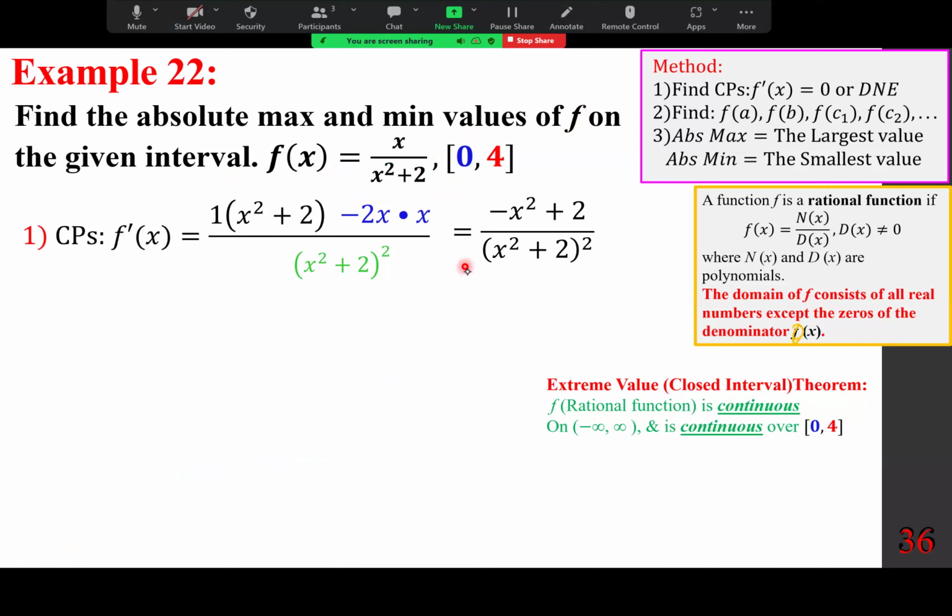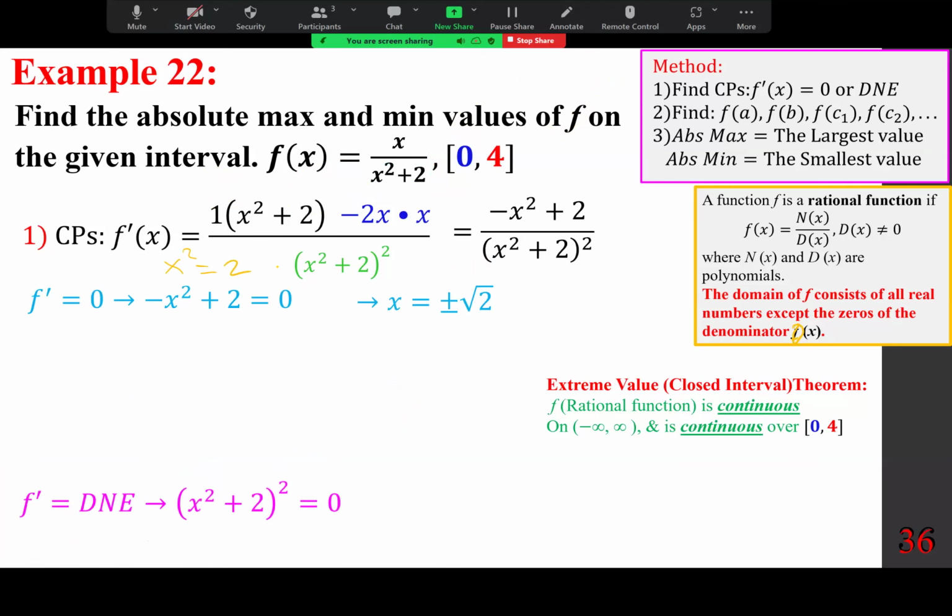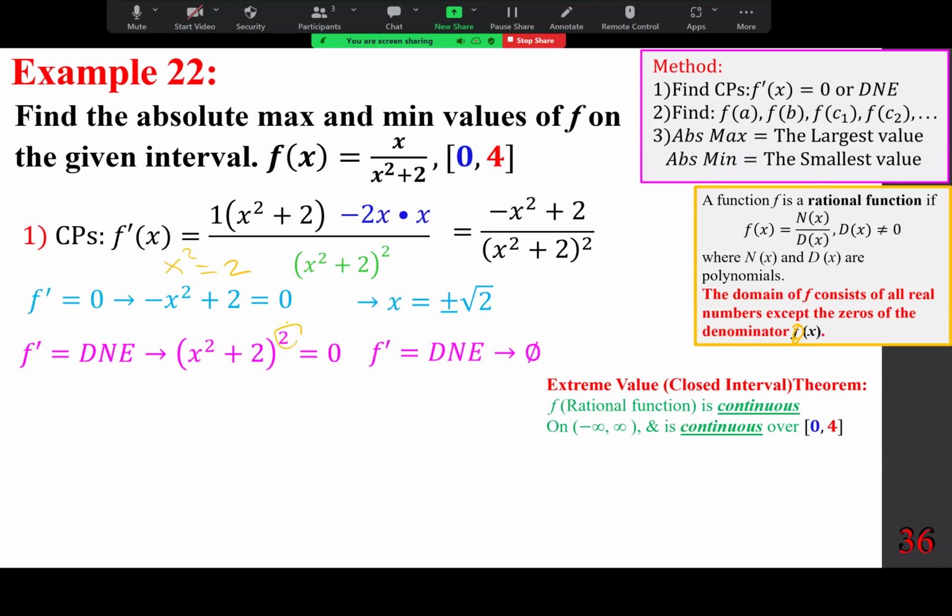And f prime is 0 when the numerator is 0. And that means x squared becomes 2, x is plus minus square root of 2. F prime does not exist if the denominator is 0. We've already established the denominator without the exponent can't be 0. When you add the exponent, it doesn't change anything. So f prime doesn't exist, does not produce any solution.